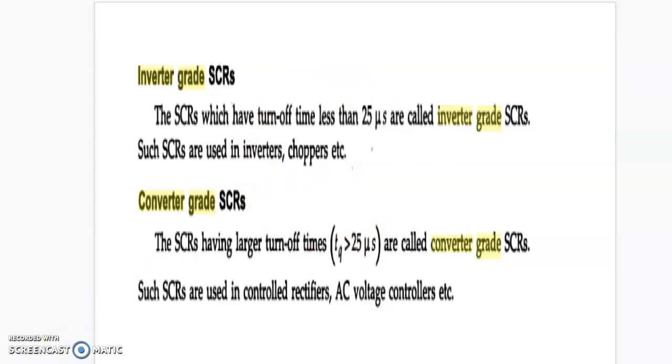So with this, the video comes to an end. In the next lecture, we will be seeing the switching characteristics of an SCR. We will see what turn off time is, what turn on time is, what reverse recovery rate is, and its characteristics. I already told you that switching characteristics are also known as transient characteristics. So we'll meet you in the next video.